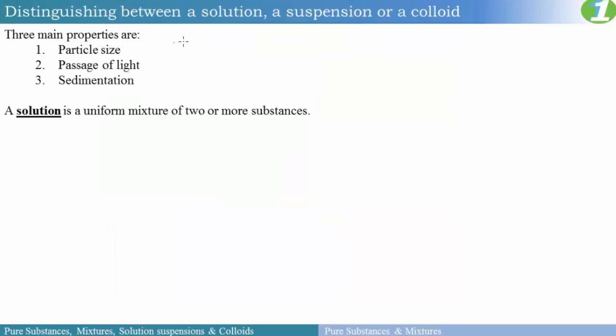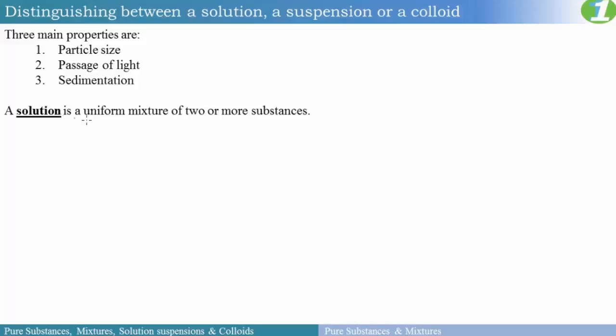Let us distinguish now between a solution, a suspension, and a colloid. And these are all mixtures. The main properties that we will use to distinguish between the three are particle size, the passage of light, and sedimentation. Particle size means, are the particles large, medium, or very small? Will light be able to pass through the mixture, or will it be scattered? Will the particles in the mixture settle, or will they remain suspended throughout the mixture?